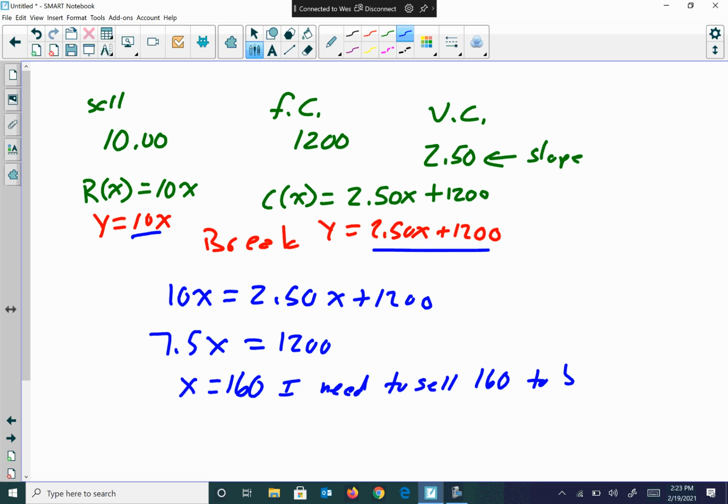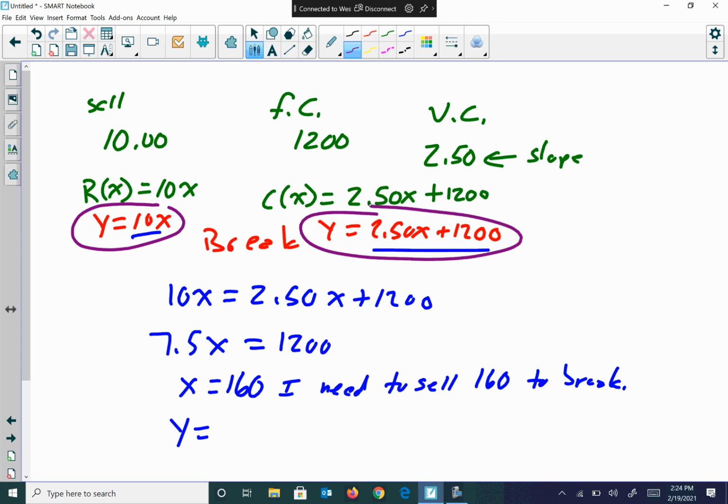to break even. Okay, so how am I going to figure out what my Y value should be? Well, I'm going to take that Y value, and I'm going to either plug it in here or plug it in here. One of those equations looks simpler to use. It's the same answer. I'd say this is the simpler one to use, so I'm going to go Y equals 10 times 160, and that's going to be 1600.